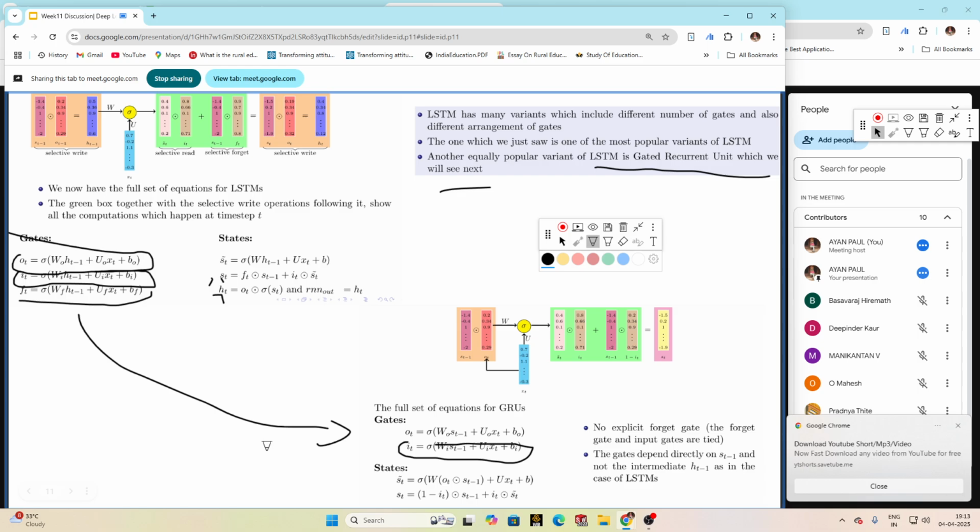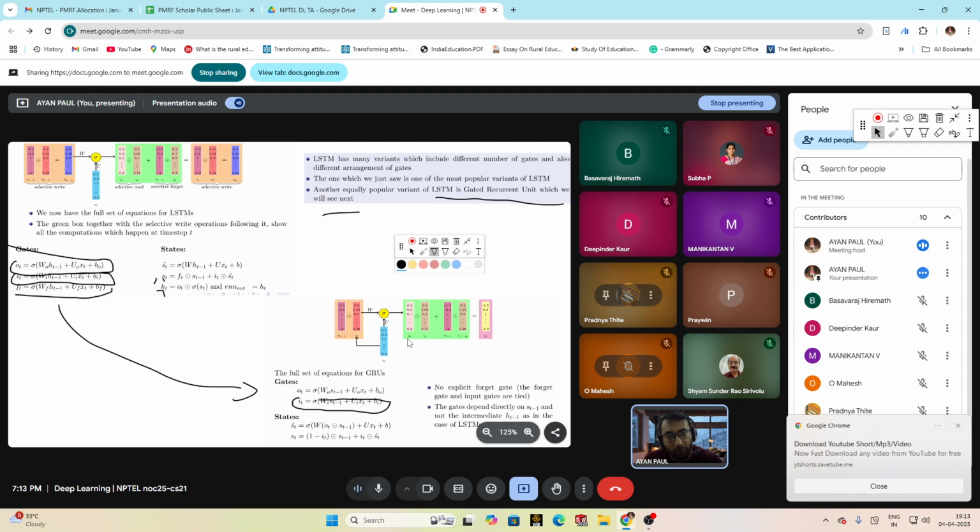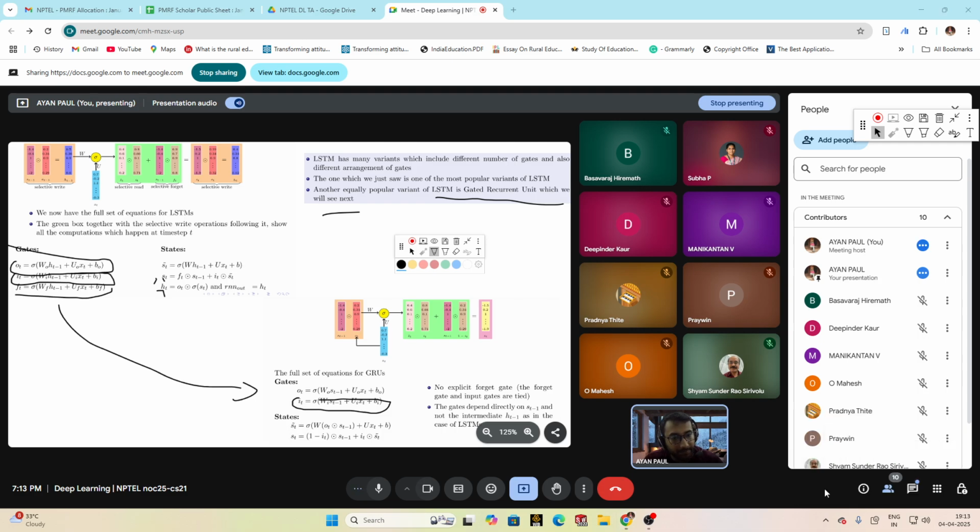So is this clear to all of you? At least if it is not clear, at least you got the intuition of what we are doing. Is it clear? Am I audible? Okay.